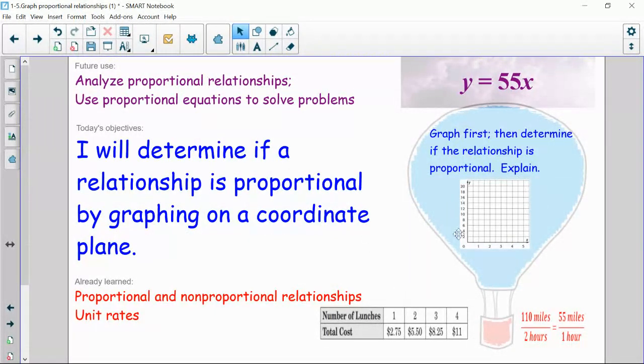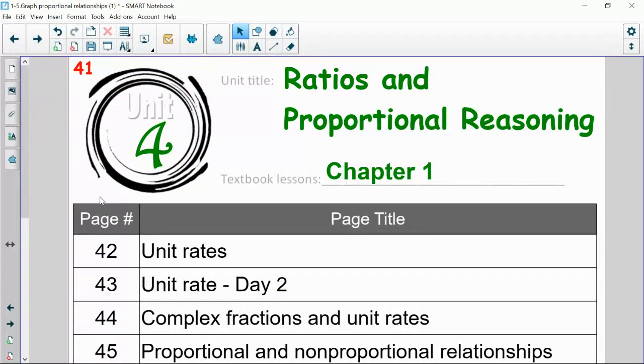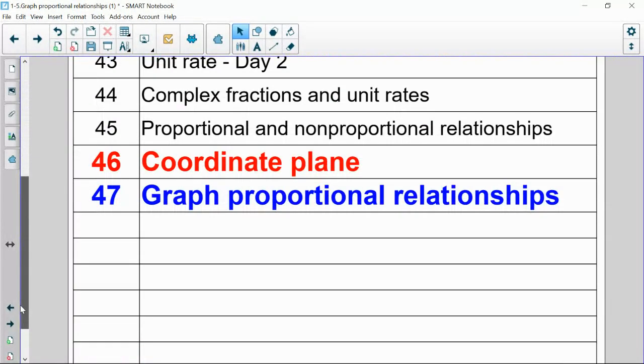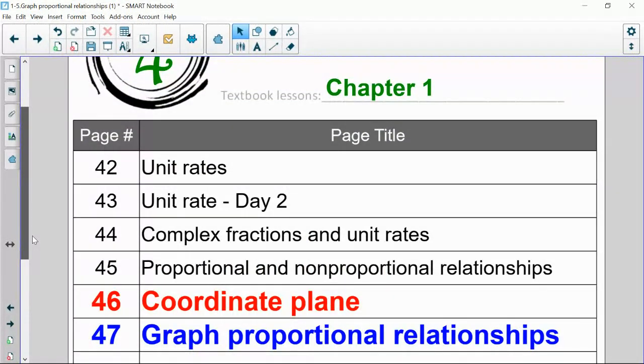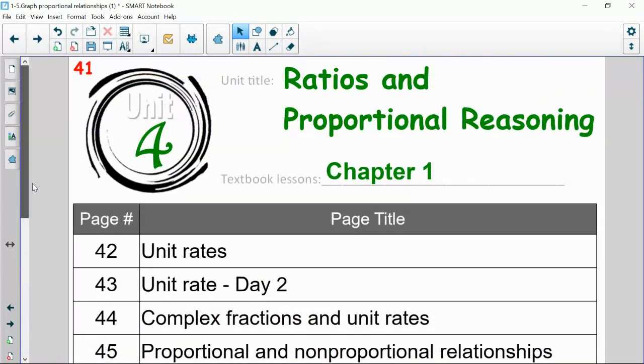Yesterday we talked about the importance of graphing, because with tables we know how to find our unit rates, but that takes a little more mathematical work. Eventually we want to be able to tell if an equation is proportional or not, and you'll be able to use all of these interchangeably. We are on page 47, but today we're going to use your textbook.